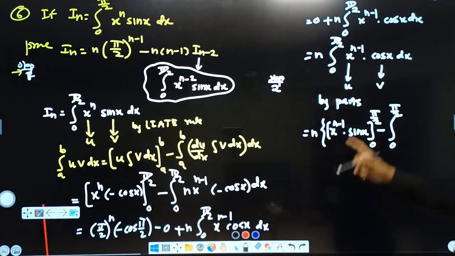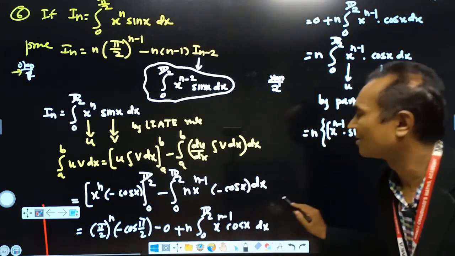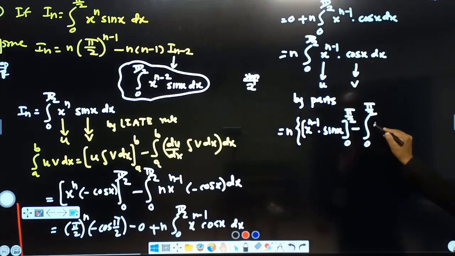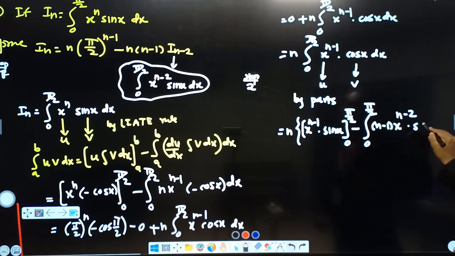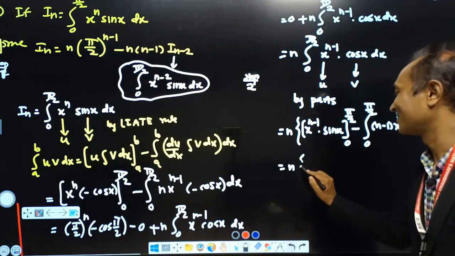Derivative of u means derivative of x raised to n minus 1. What is the derivative of x raised to n minus 1? Power comes in front, x raised to n minus 2. And integration of cos is sin x. Simplify, n as it is.